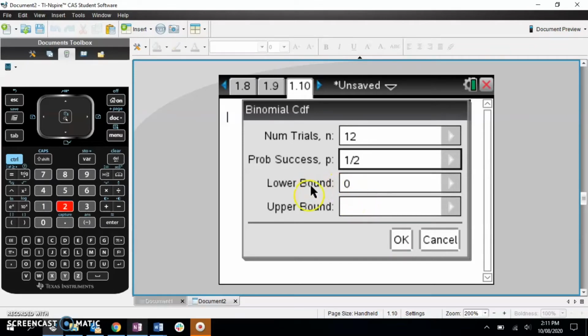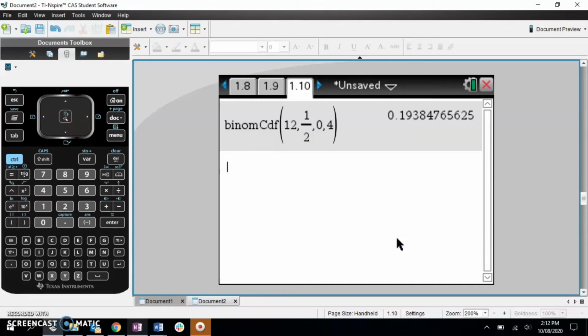Now you'll see these bits here are a little bit different. We've got a lower bound and an upper bound. The lowest number of successes that we were happy with was 0, and the highest was 4, because remember it wanted the probability of 4 or less successes. And press OK, and there's our answer, 0.1938. It wanted the answer as 4 decimal places, which would mean that the answer is C.